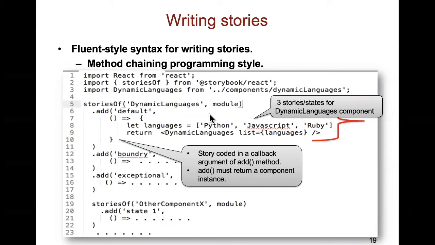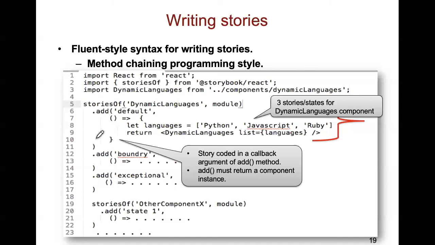So let's see if we can step through it. You implement your stories in JavaScript, and the Storybook library provides a special API for implementing stories. I'm actually importing the API here. There's a special function called storiesOf, which we use to implement our stories. I'm obviously importing React, and I'm importing the component that I have implemented. This is quite similar to the dynamic languages component, let's assume, from earlier on. And I want to write some stories for it.